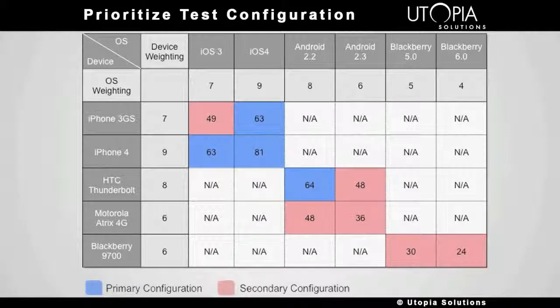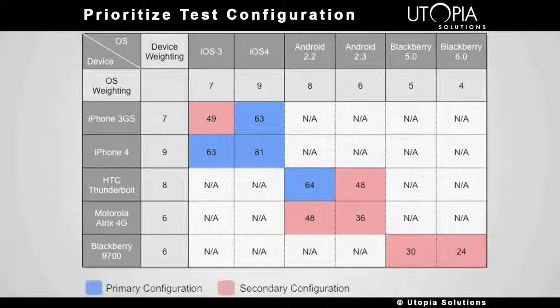We typically categorize our configurations into primary and secondary. Primary configurations get all the functional and mobile-specific test cases, while the secondary configurations get the minimum functional test cases, maybe a smoke test, build sanity check, etc., and all the mobile-specific test cases. We test mobile-specific test cases in all configurations as they are more likely to be affected by platform, OS, or device differences. We prioritize using a weighted mobile configuration matrix shown here.